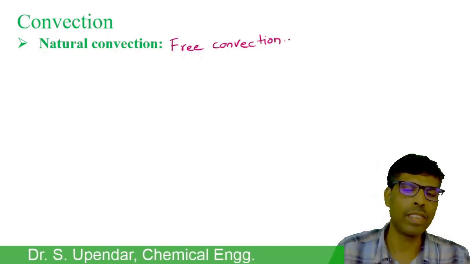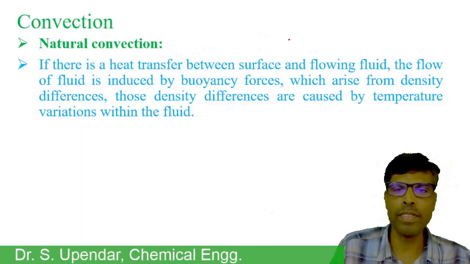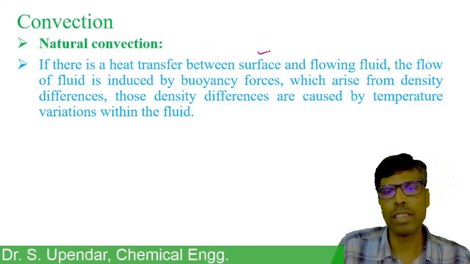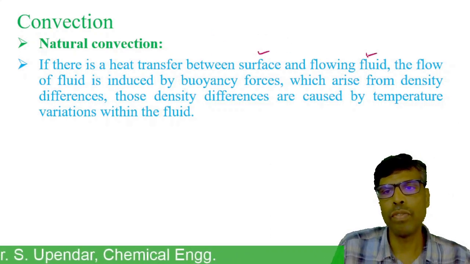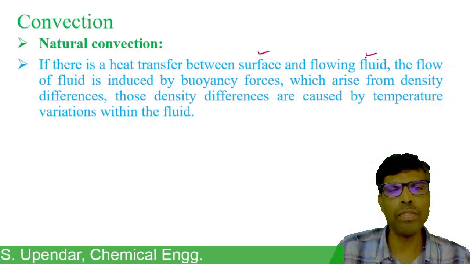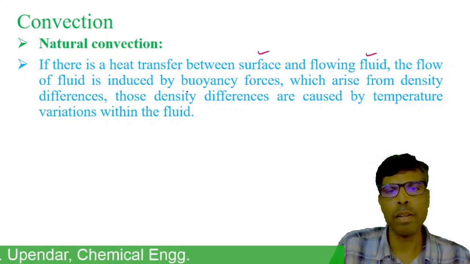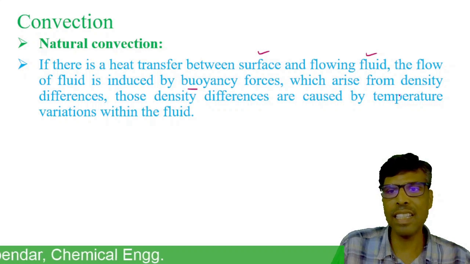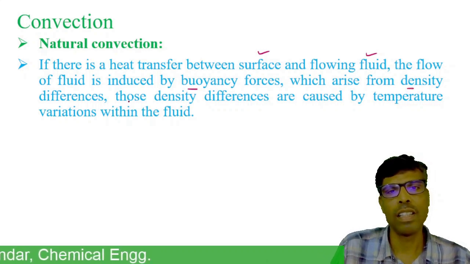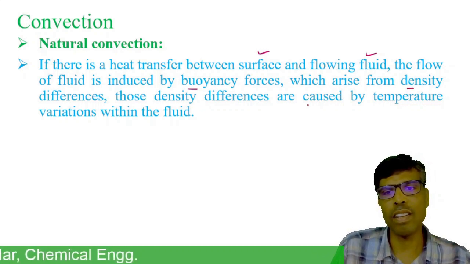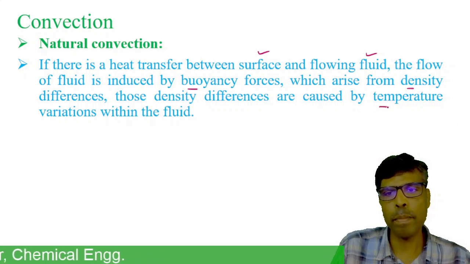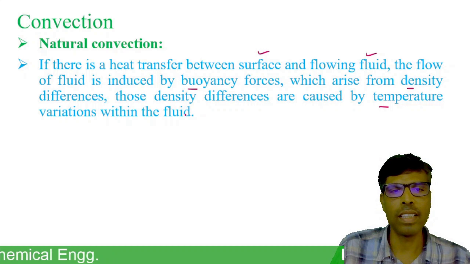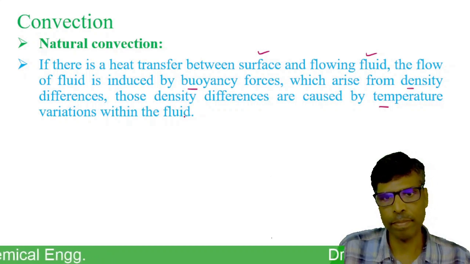What is natural convection? If there is a heat transfer between a surface and a flowing fluid, and the flow of fluid is induced by buoyancy forces which arise from density differences, and those density differences are caused by temperature variations within the fluid, then it is called natural convection.